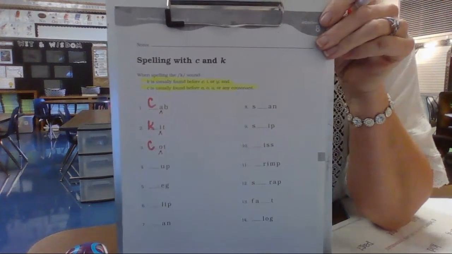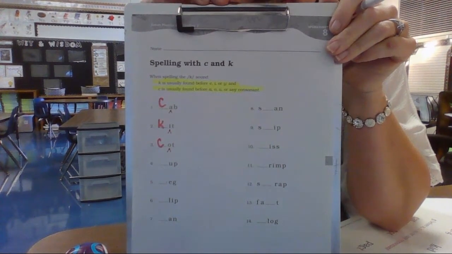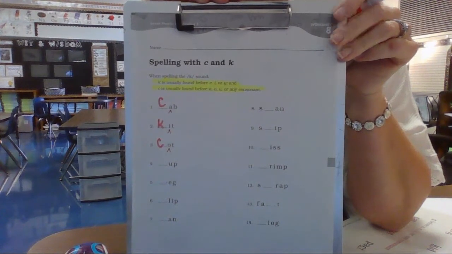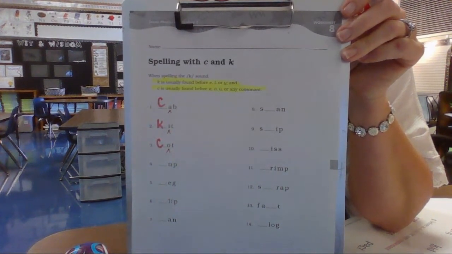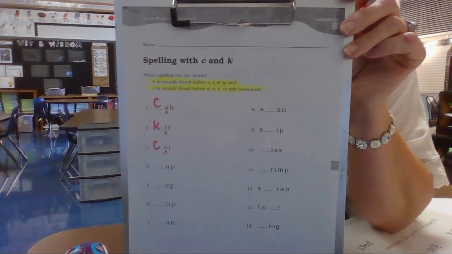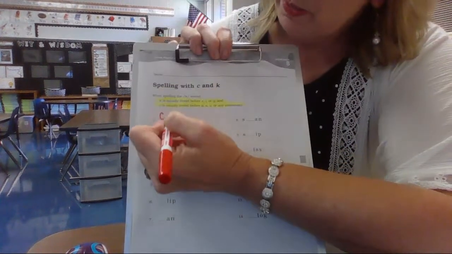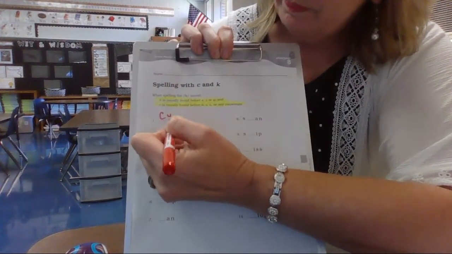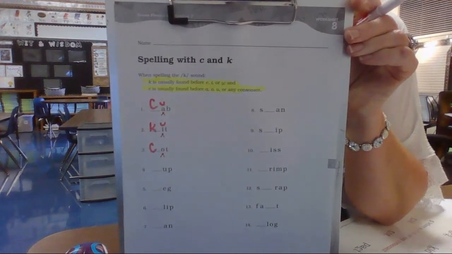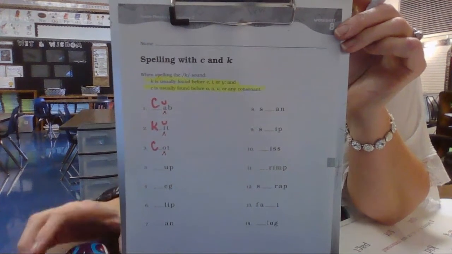All right, so you'll do the rest of this paper the same way. Fill in your C's and your K's. Try to code them as well. So remember, if it has a short vowel sound, as in cab, you would put a breve. So we would mark it this way. All right, go do worksheet 8, front and back. See you later.